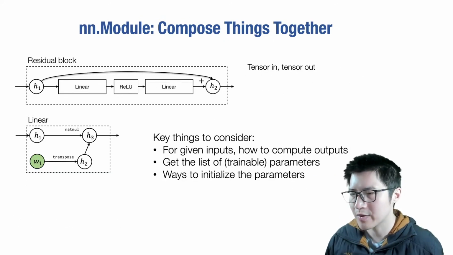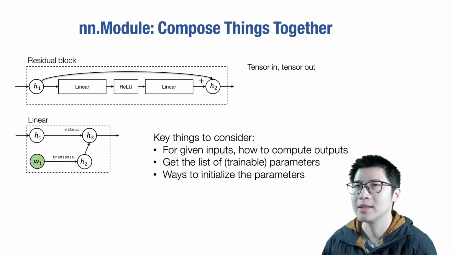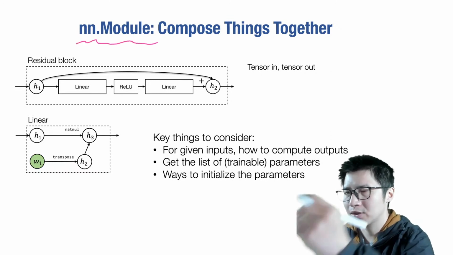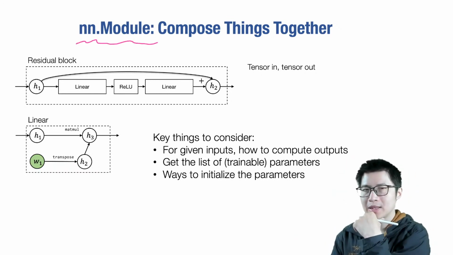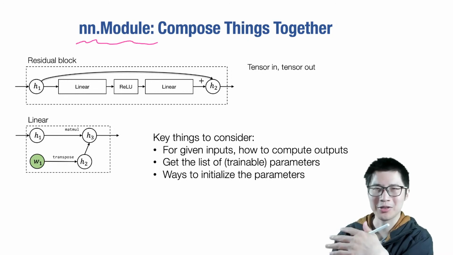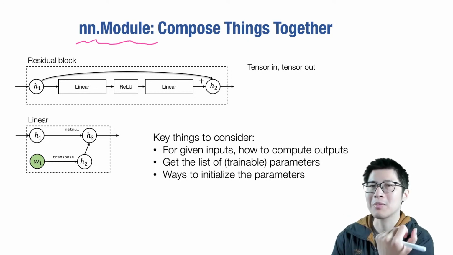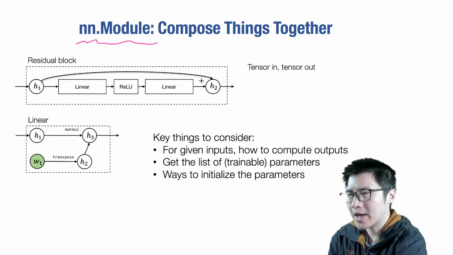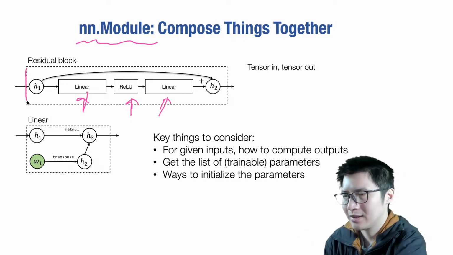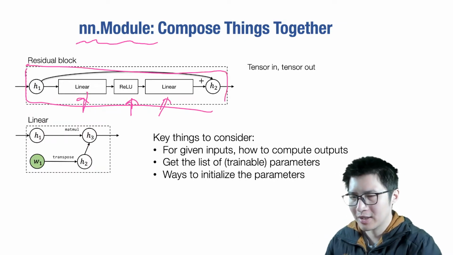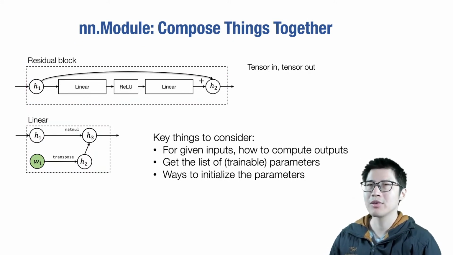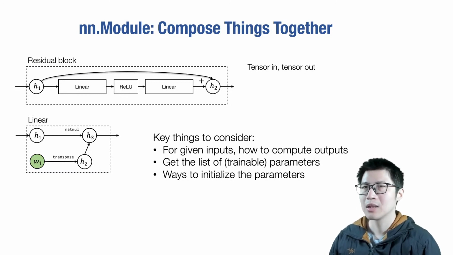So we have talked about this compositional idea, and one of the key data structures here is what we call nn.Module. In the next lecture, we're also going to implement the nn.Module. If you have used PyTorch before, you might be familiar with this concept. Effectively, each rectangular block here can be viewed as a module, and this big rectangular block is also a module. So when we design modules, it's a way for us to compose things recursively together.